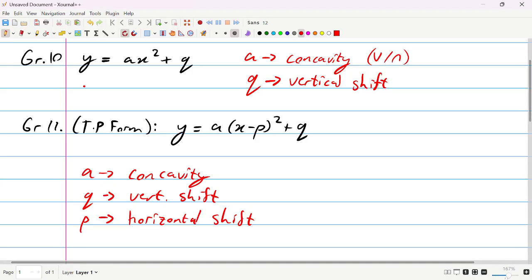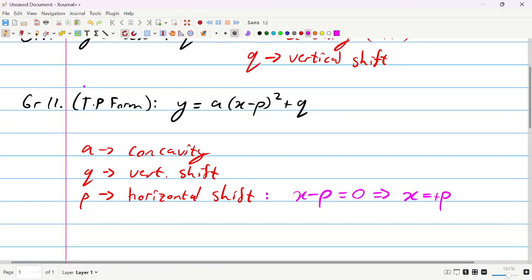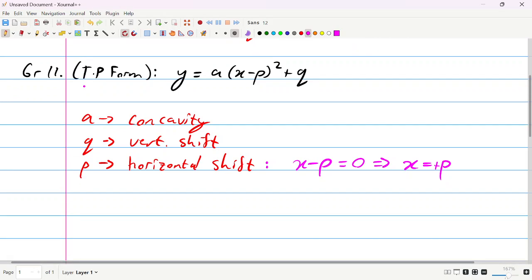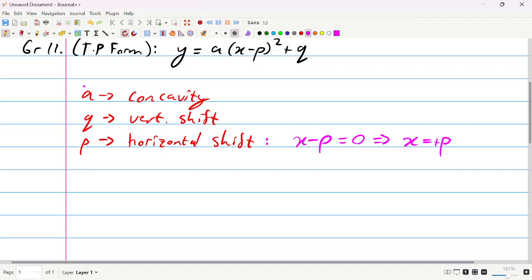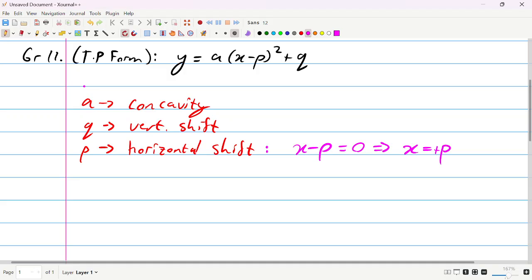Okay. So the p is our horizontal shift, but how do we determine the horizontal shift using this? Usually what you would do is you would say x minus p, so whatever's in the bracket, and let it be equal to 0 such that you have x equals p. So all you're going to do is whatever's in the bracket, let it be equal to 0, then you'll find your shift. And if it's positive, then it's to the right. If it is negative, it is to the left. But we'll touch on that in the examples and you'll actually see how that works.